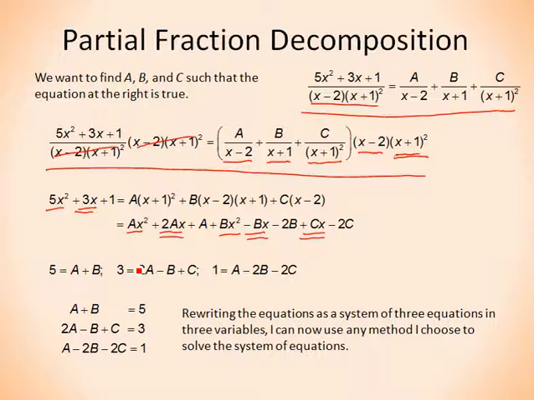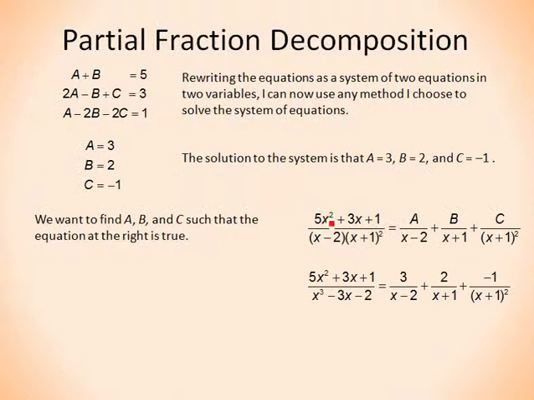So I'm going to get 3 is equal to 2A minus B plus C. And my constant term has to equal all of my constant terms over here. So 1 has to equal A minus 2B minus 2C. This gives me a system of 3 equations in 3 variables, and again I can solve that using any method at my disposal. The solution is that A equals 3, B equals 2, and C equals negative 1.